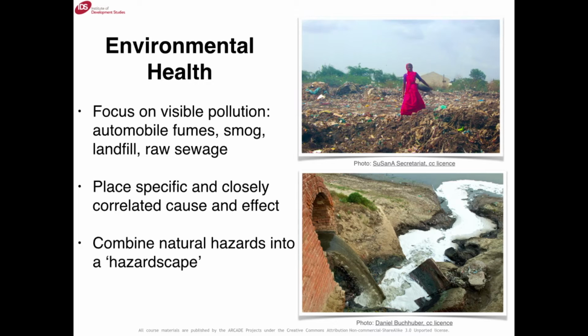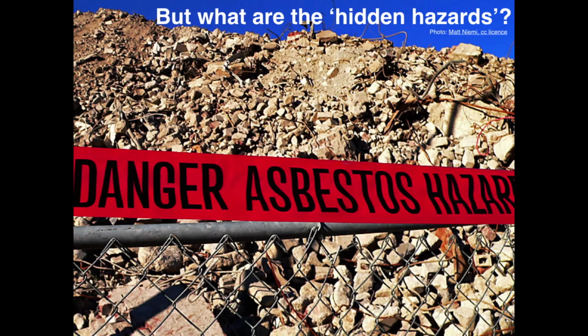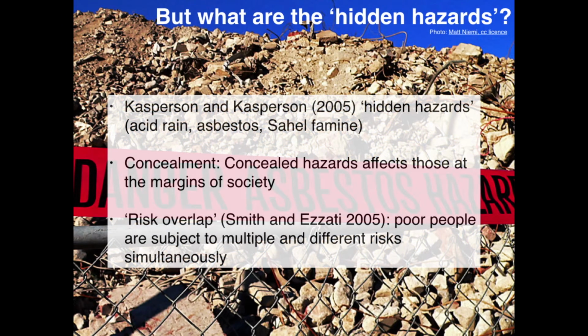There are often places in which natural, technological, and social hazards are combined into what Selecki terms a dynamic hazardscape. But Casperson and Casperson draw our attention to what they call hidden hazards, things like acid rain, asbestos, the Sahel famine. They ask, how is it that given all the ongoing attention to risks in the media, certain risks manage to pass unnoticed or unattended, and they grow in size until they've taken a serious toll on human health or on the environment? And their answer lies in two aspects of concealment.